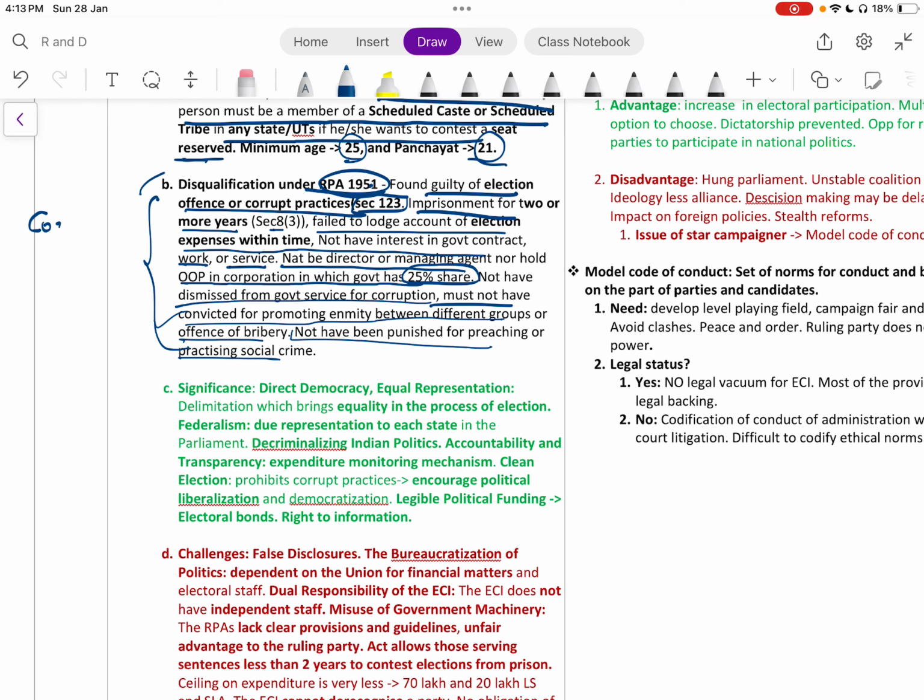Constitution, office of profit, insolvent, unsound mind.